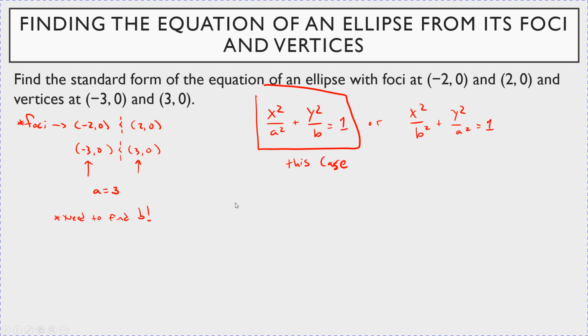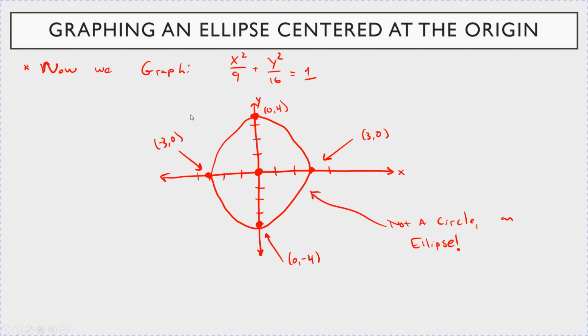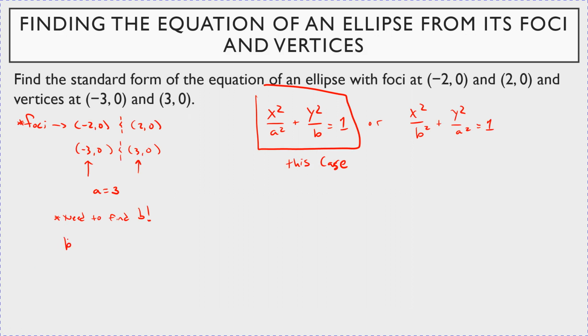So how do we do that? Well, look back here. We have this formula: b squared is equal to a squared minus c squared. Well, look right here. When you get the foci, they're telling you c is equal to 2. So here we have b squared is equal to 3 squared minus 2 squared. So b squared is equal to 9 minus 4, which is 5. So b is going to be the square root of 5.